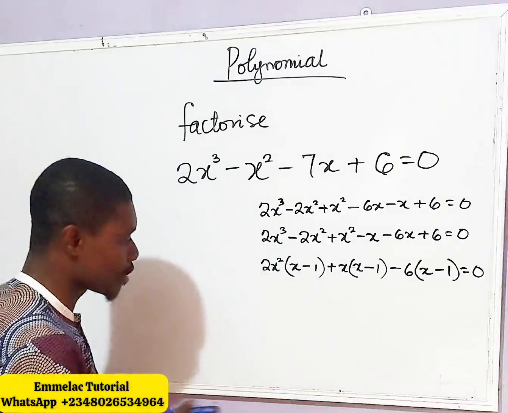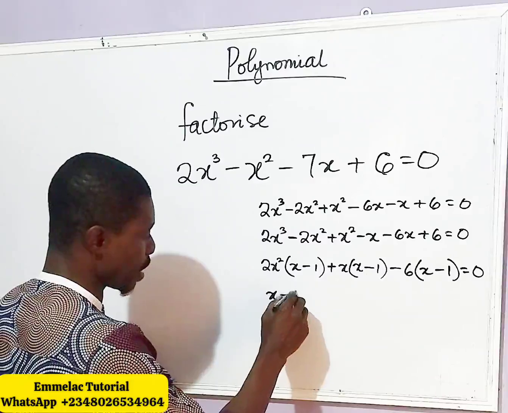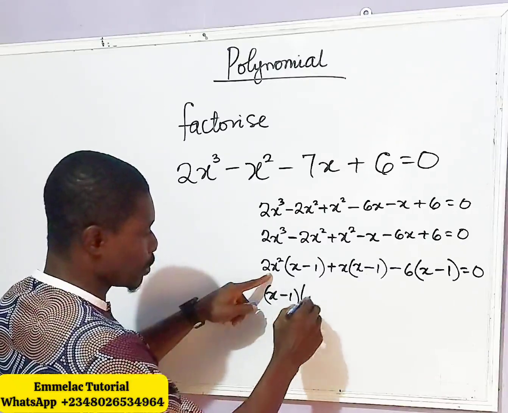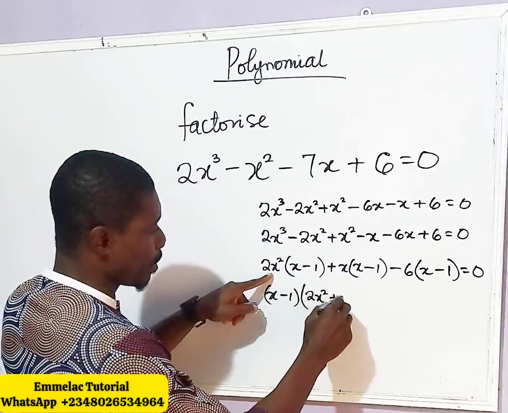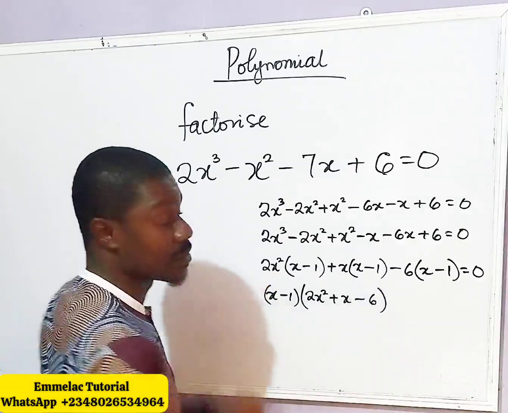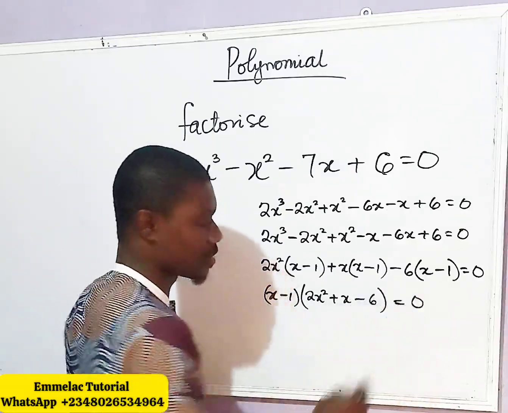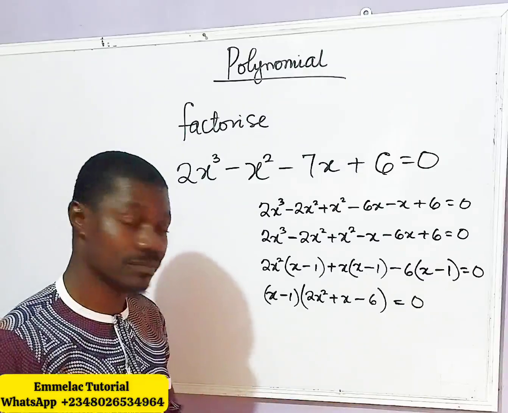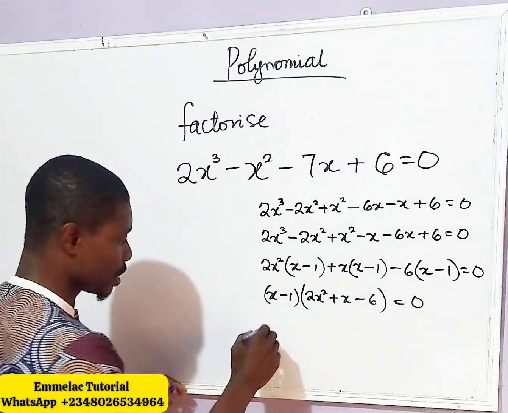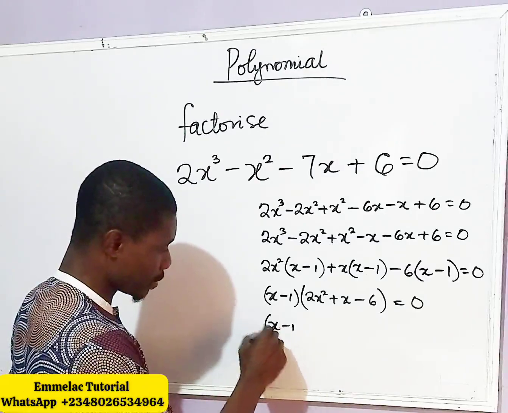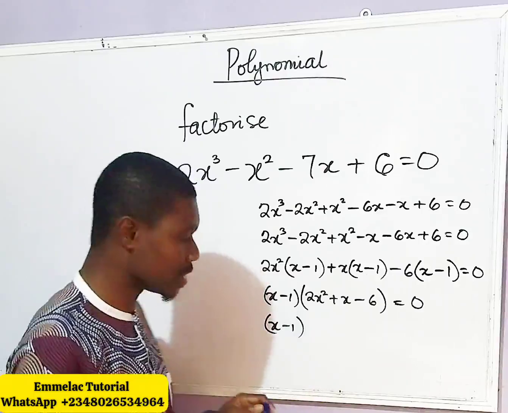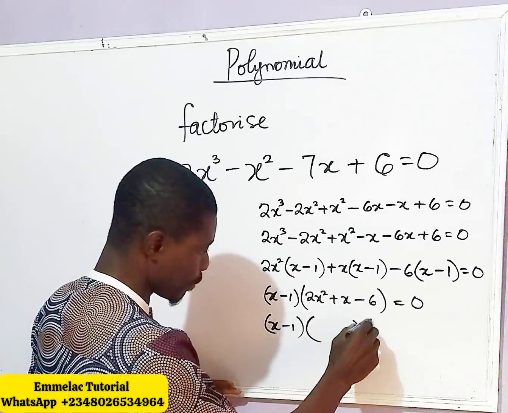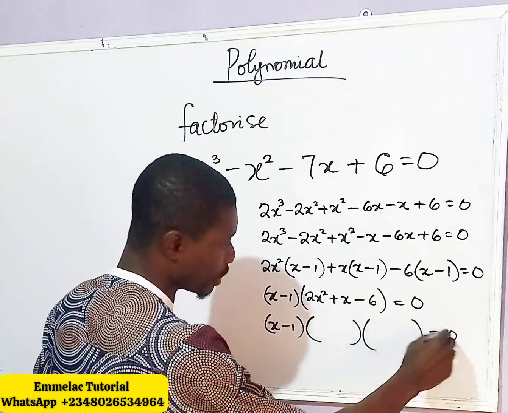So let us factor that out, x minus 1, then we are left with 2x squared plus x minus 6, right? Then equals 0. So this is now a quadratic that we can factorize also. So this is x minus 1. Now let us factorize the quadratic here. Just open two parentheses like this, equals 0.